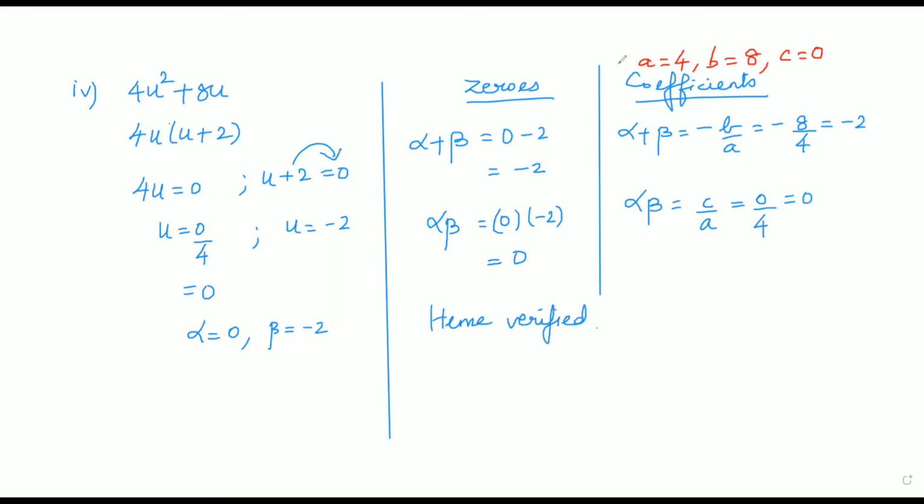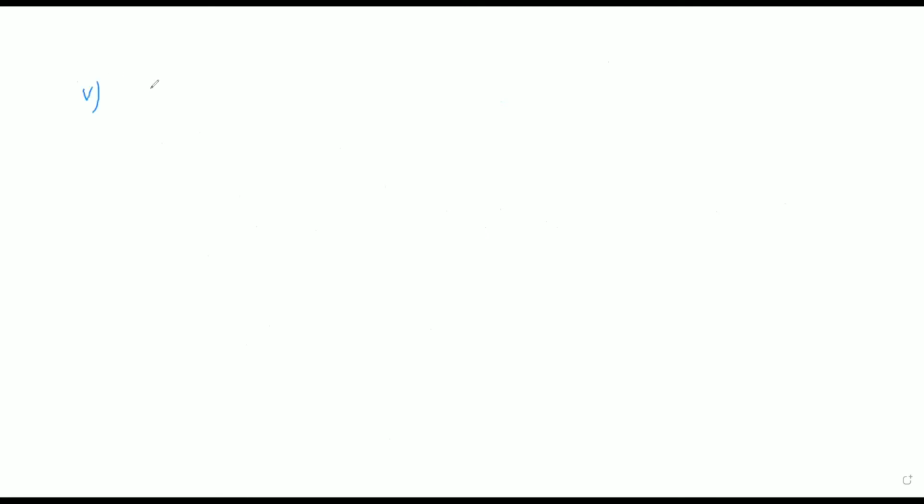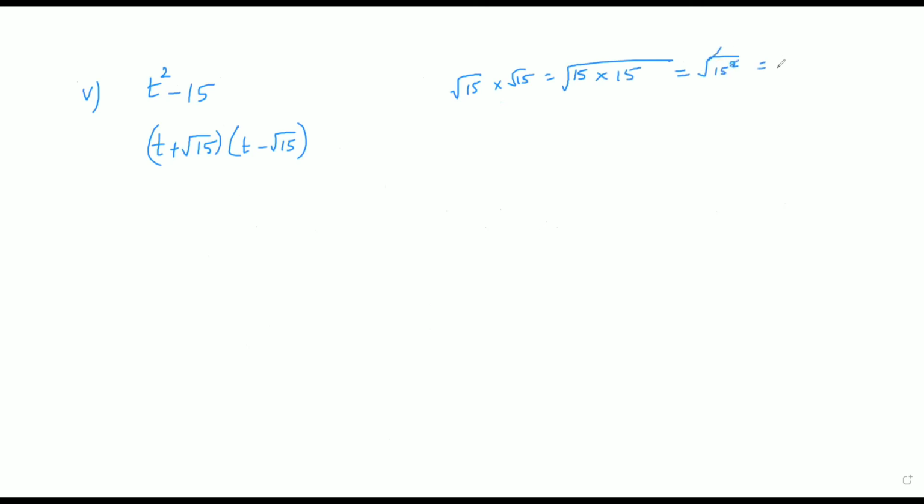Let's move on to the next question. Question number 5. T squared minus 15. So this looks like a squared minus b squared. So you can just write it as t plus root 15 into t minus root 15. Because we know that root 15 into root 15 will give us 15, isn't it? How does it happen? Because you can write the common root and write root 15 into 15. So which is nothing but root 15 squared and you get 15, okay?